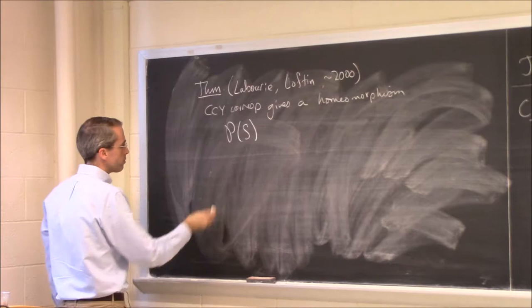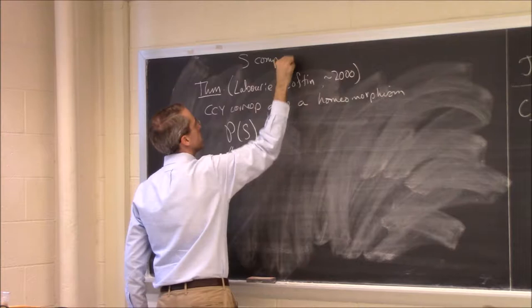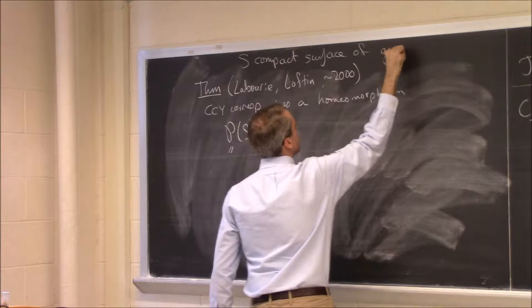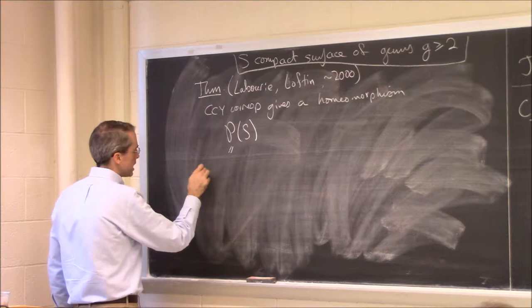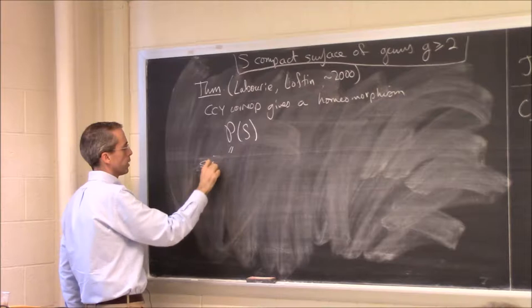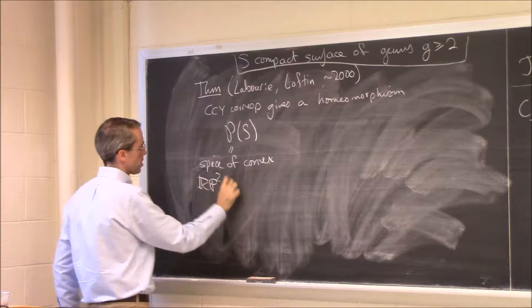P of S. So this will be, let S be what I imagine it always is in the seminar, a compact surface of genus g greater than or equal to 2. Is that accurate? It's usually that. So then P of S is going to be the moduli space, well, I've been omitting the word moduli, the space of convex RP2 structures on this compact surface S.